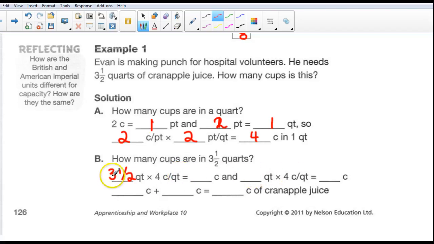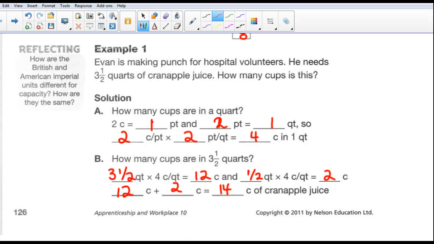We've got 3 whole quarts, so we have 3 times 4 is 12 cups, and we have half a quart times 4 cups gives us half times 4, or 0.5 times 4 is 2 cups. So we end up with 12 plus 2 is equal to 14. Okay, so we have 14 cups of cranapple juice. And that's the long way of doing it.